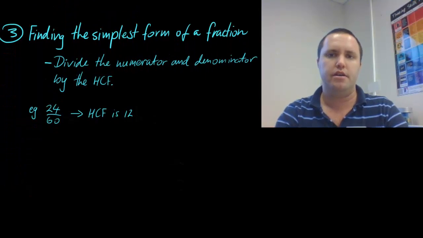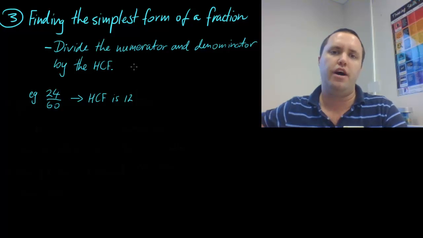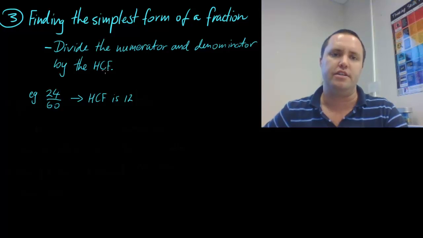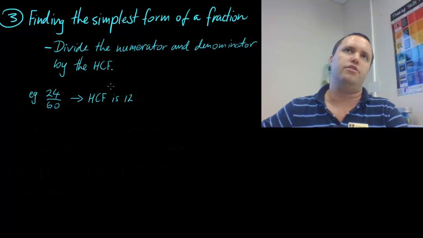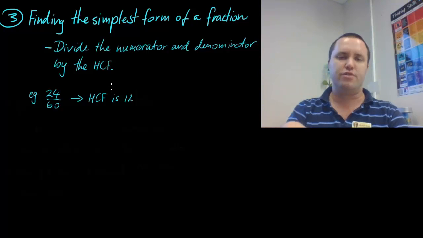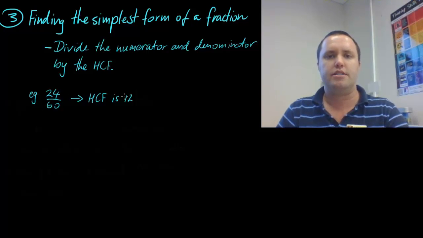Okay, finding the simplest form of a fraction. So you divide the numerator and denominator by the highest common factor of each number. Okay, so 24 and 60, the highest common factor is 12. So remember, we do the highest common factor way of finding them. You can use either the table method or your factor trees to do it. So we know 24 and 60, the highest common factor is 12.